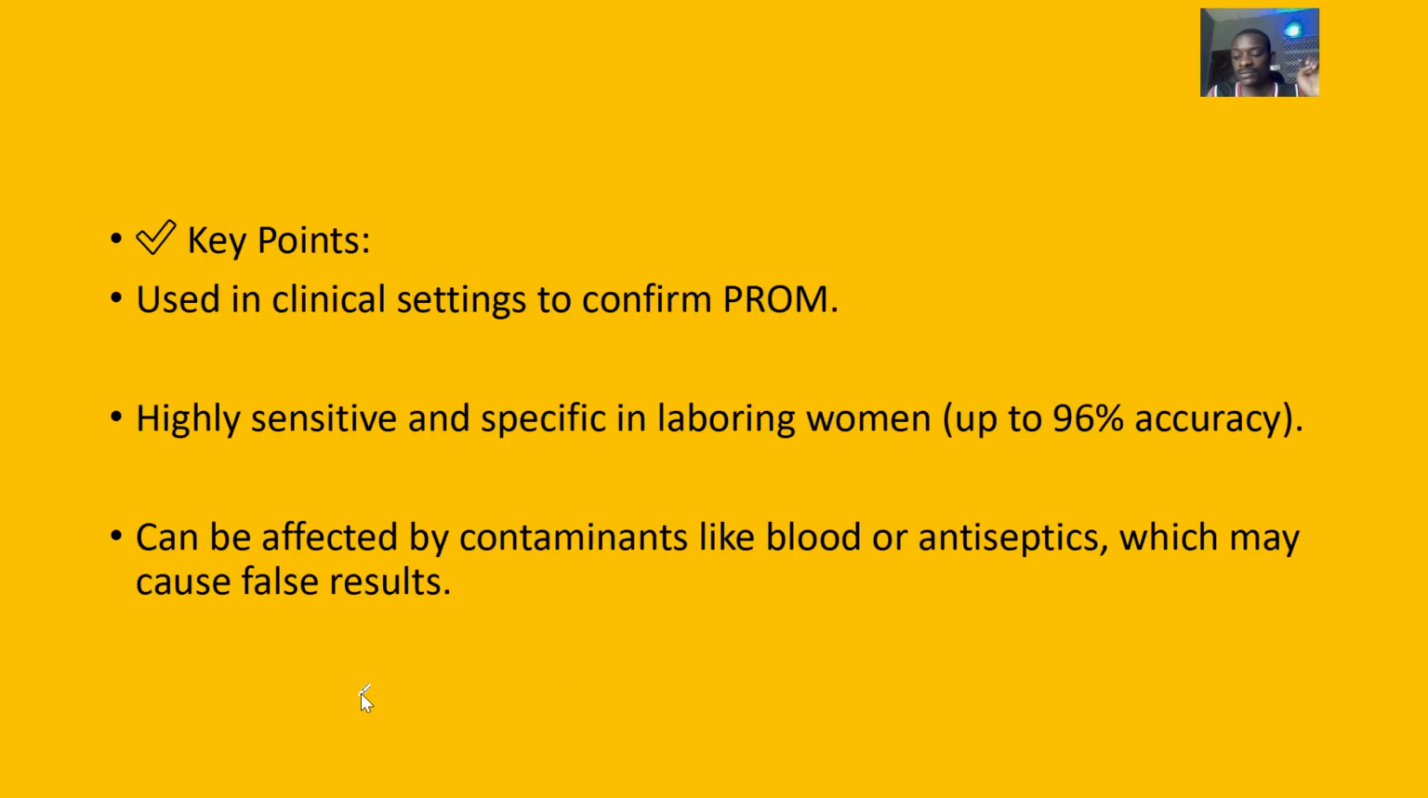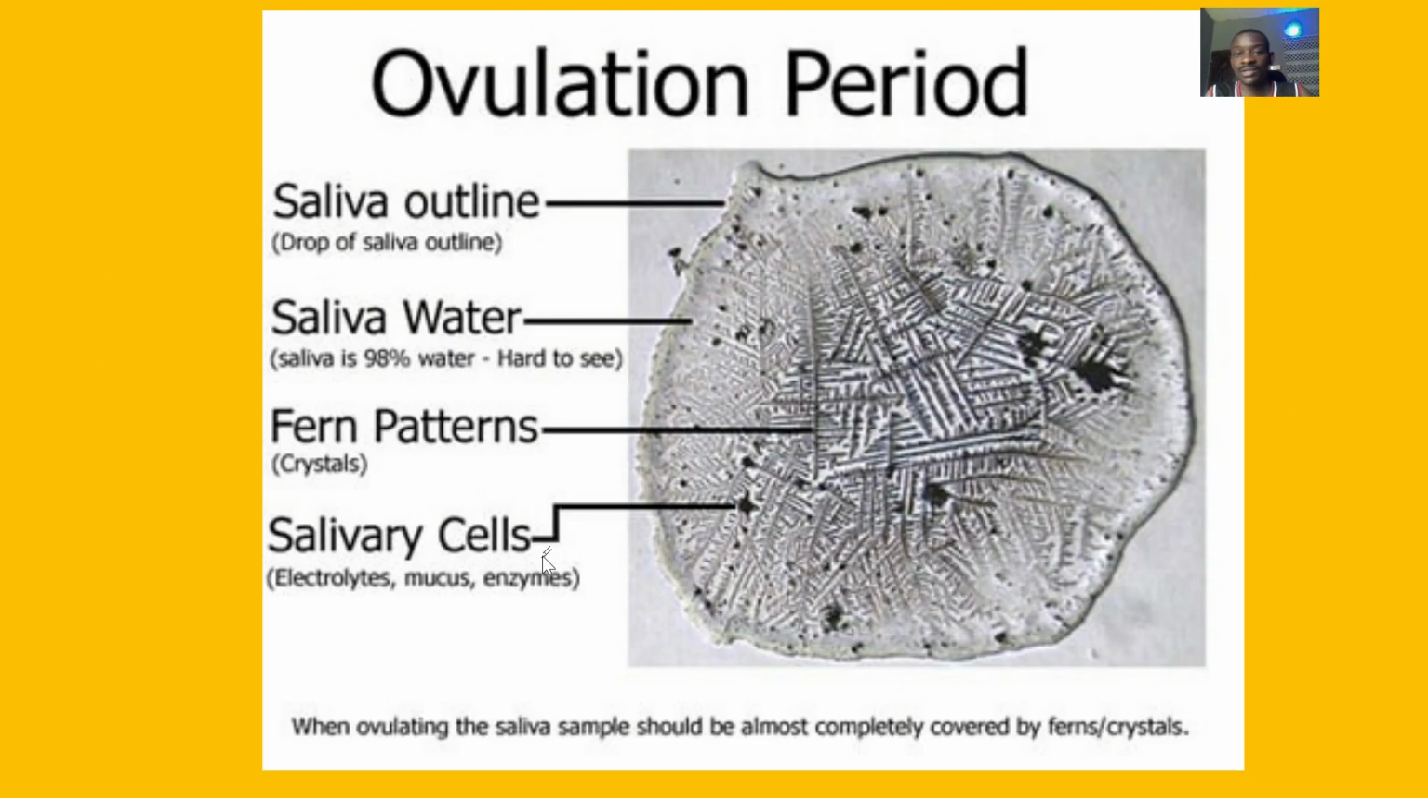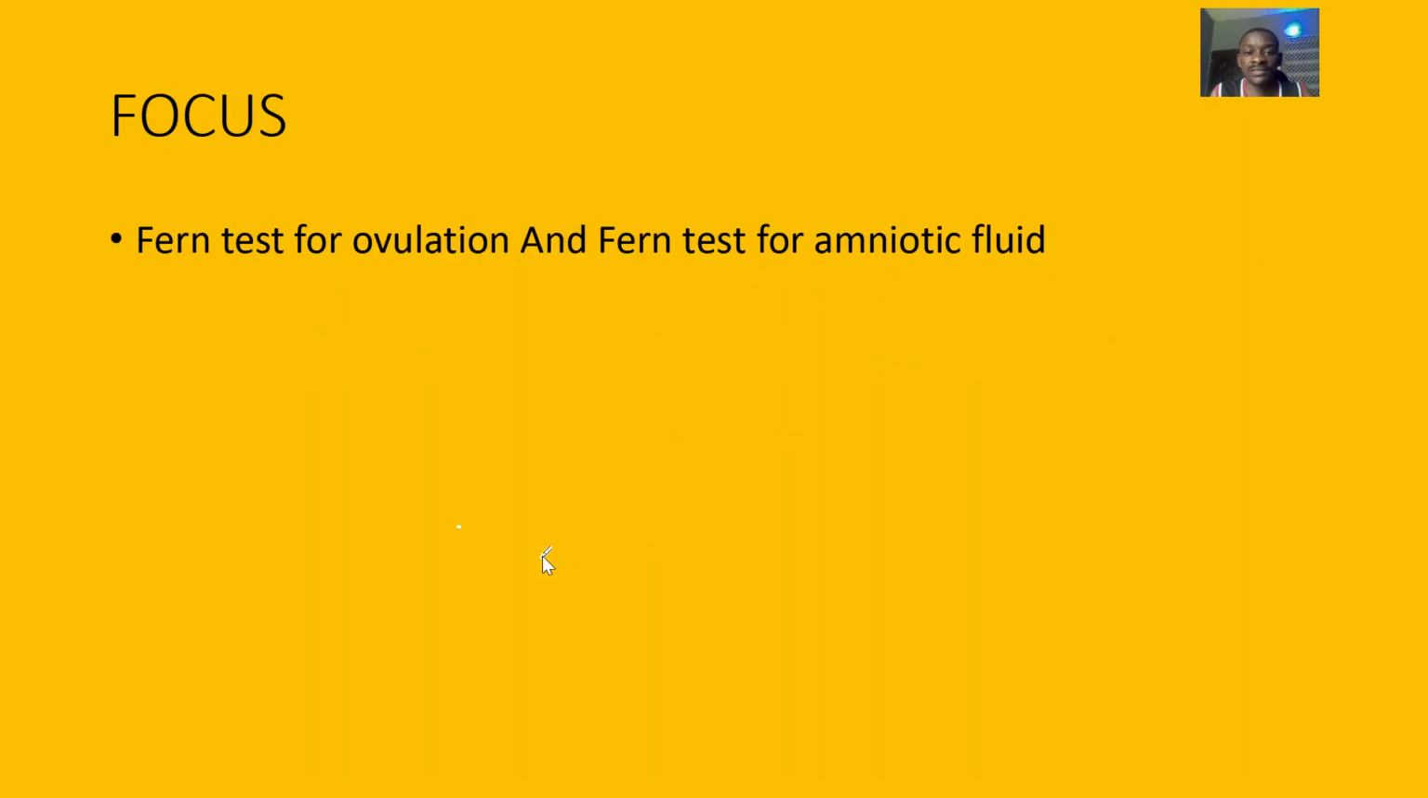Do you understand? So the key point is it is used in clinical settings to check if there is rupture of membranes. It's highly sensitive and very specific in laboring women. So if you pick it up and it's positive, 96% of it should be accurate, right? It can be affected by contaminants like blood or antiseptics, which may give a false result, but you just have to be careful with that. So that's it for the fern test.